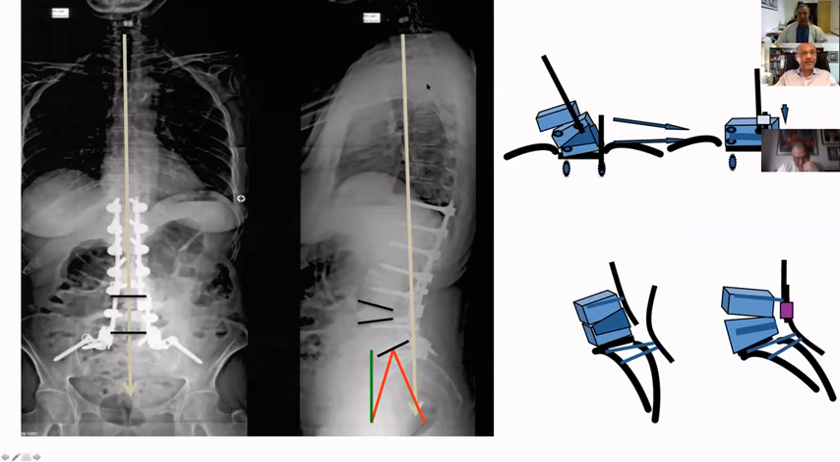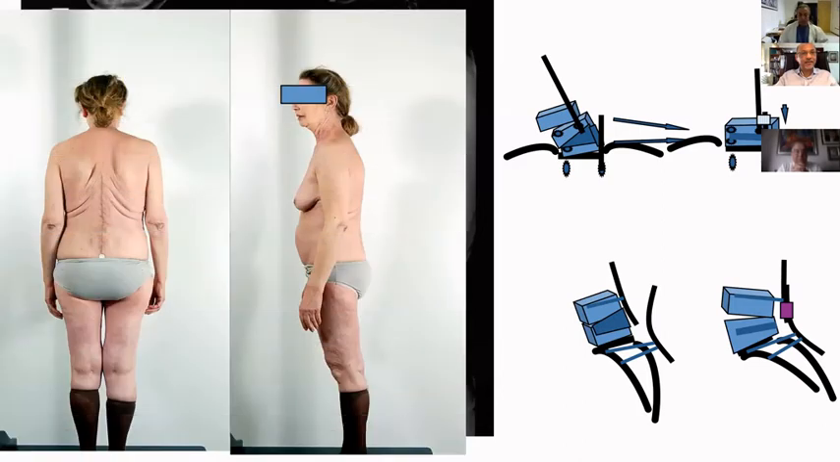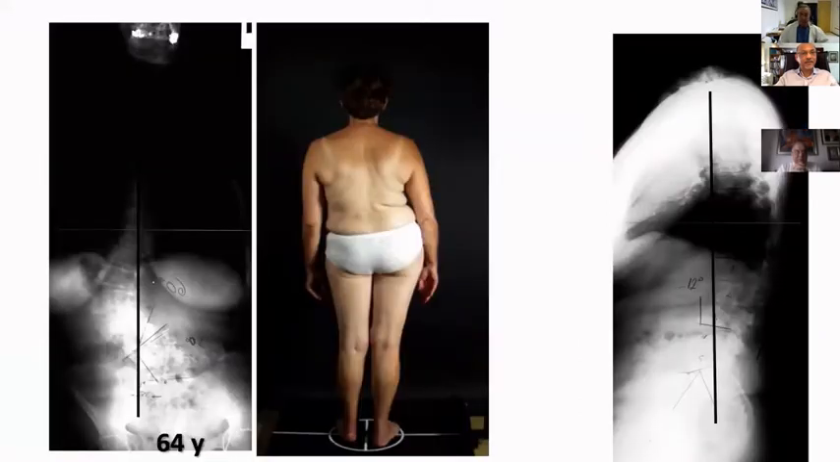You can see here, I don't know if you see my mouse, the parallelism of L4 to S1, and this domino on the convex side that is used to compress the convex side and to get a coronal correction. In the sagittal plane, we also placed a hyperlordotic cage to get the sagittal alignment. So again, you can see that the lumbosacral region and the distribution of the lordosis is optimal. And this is the post-op photo of the patient.